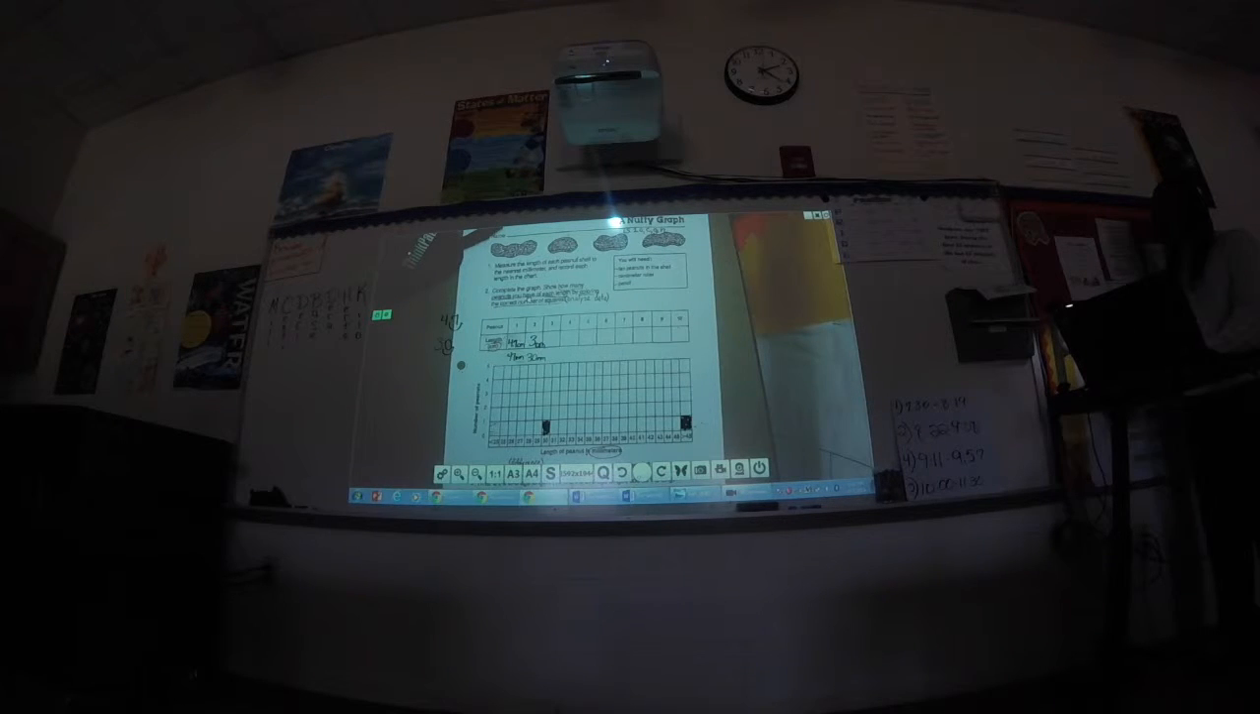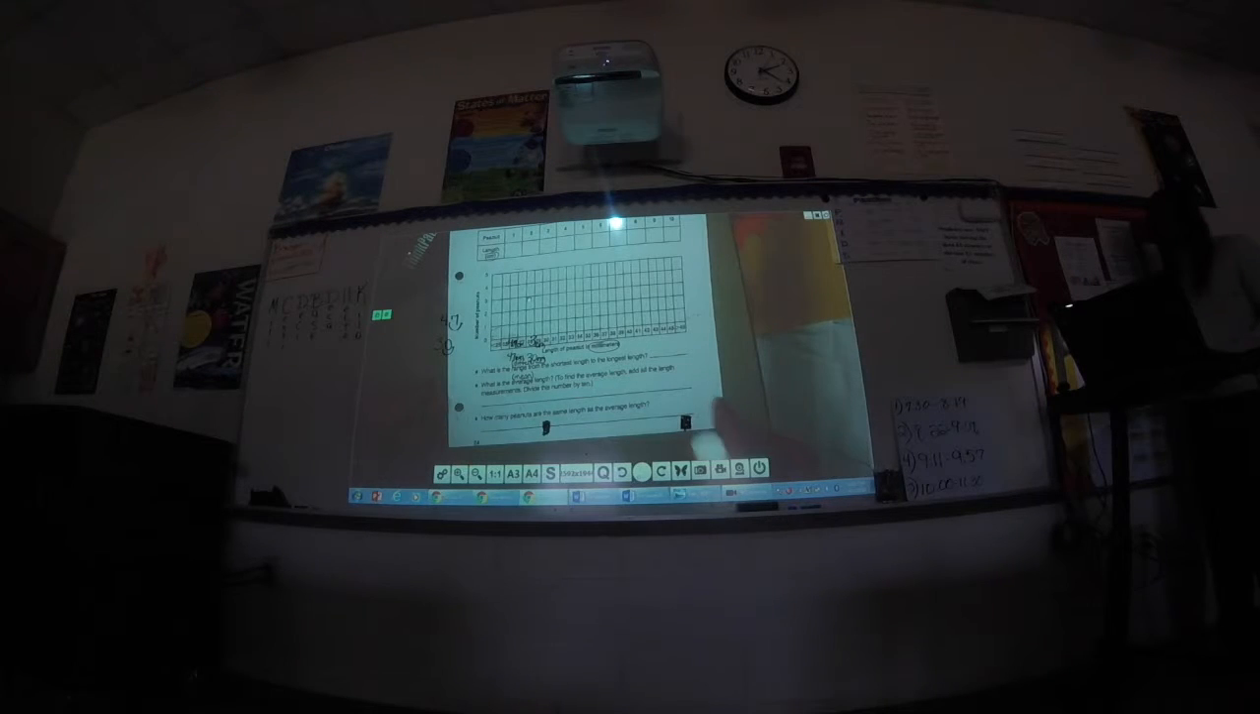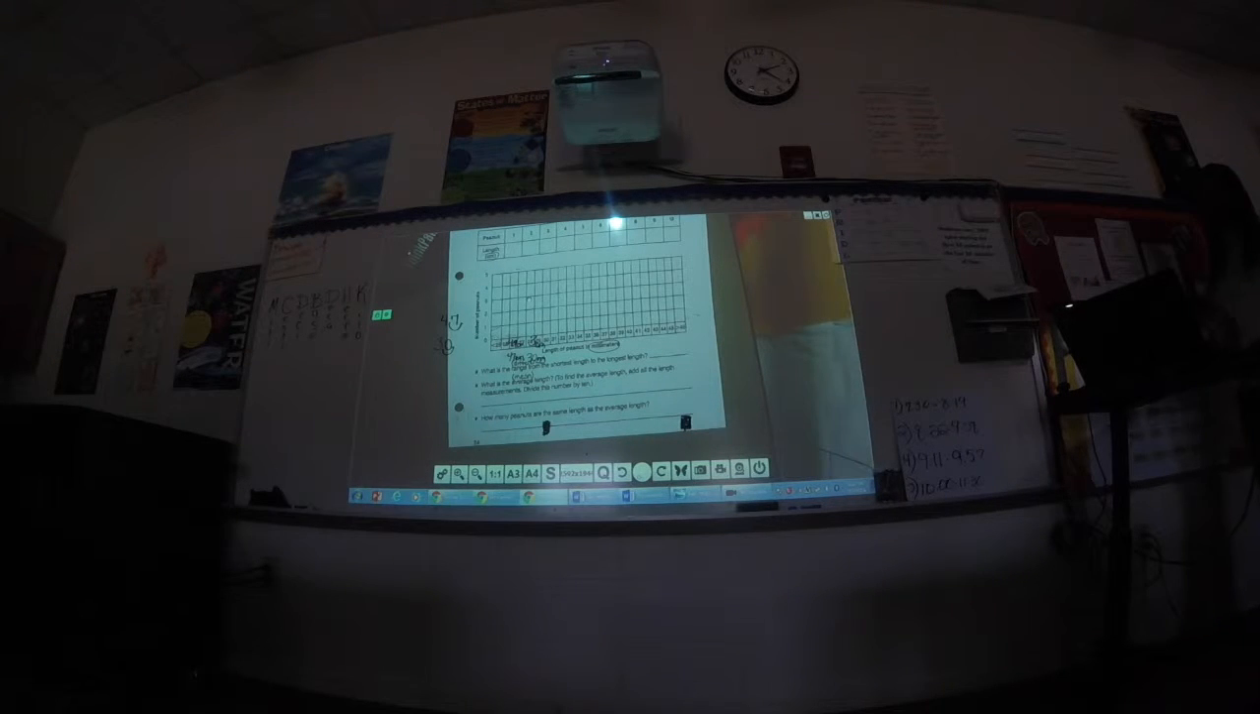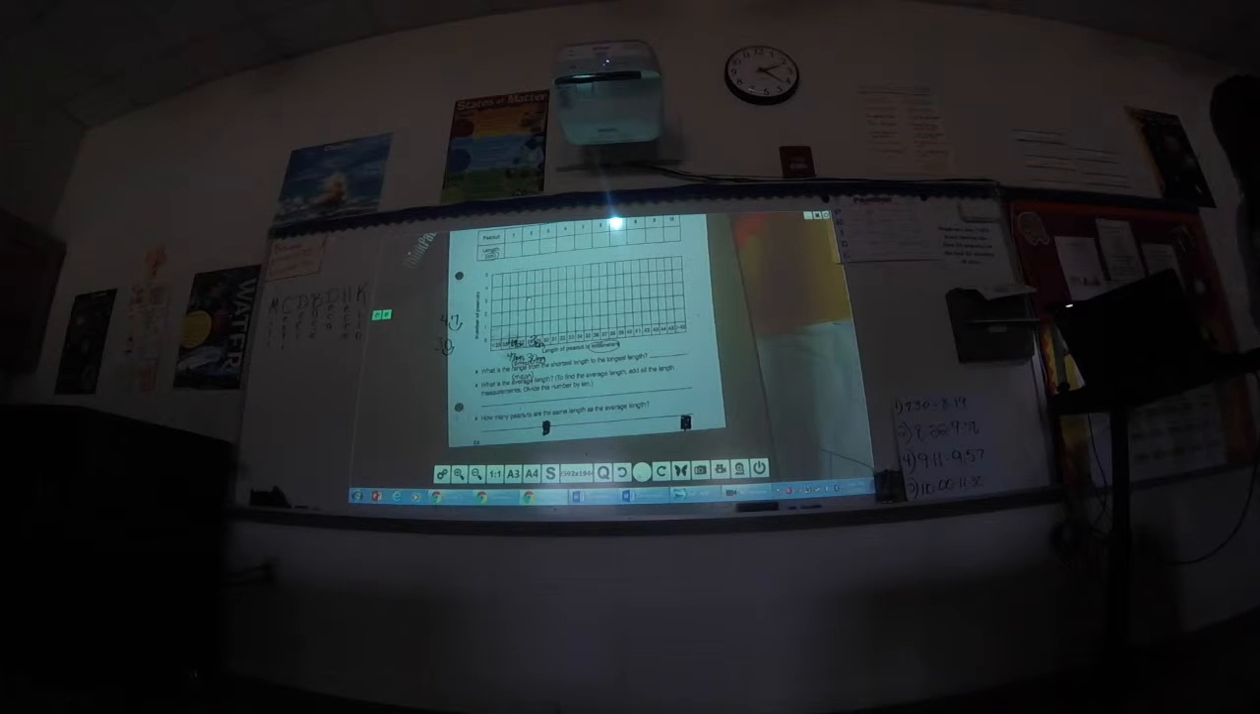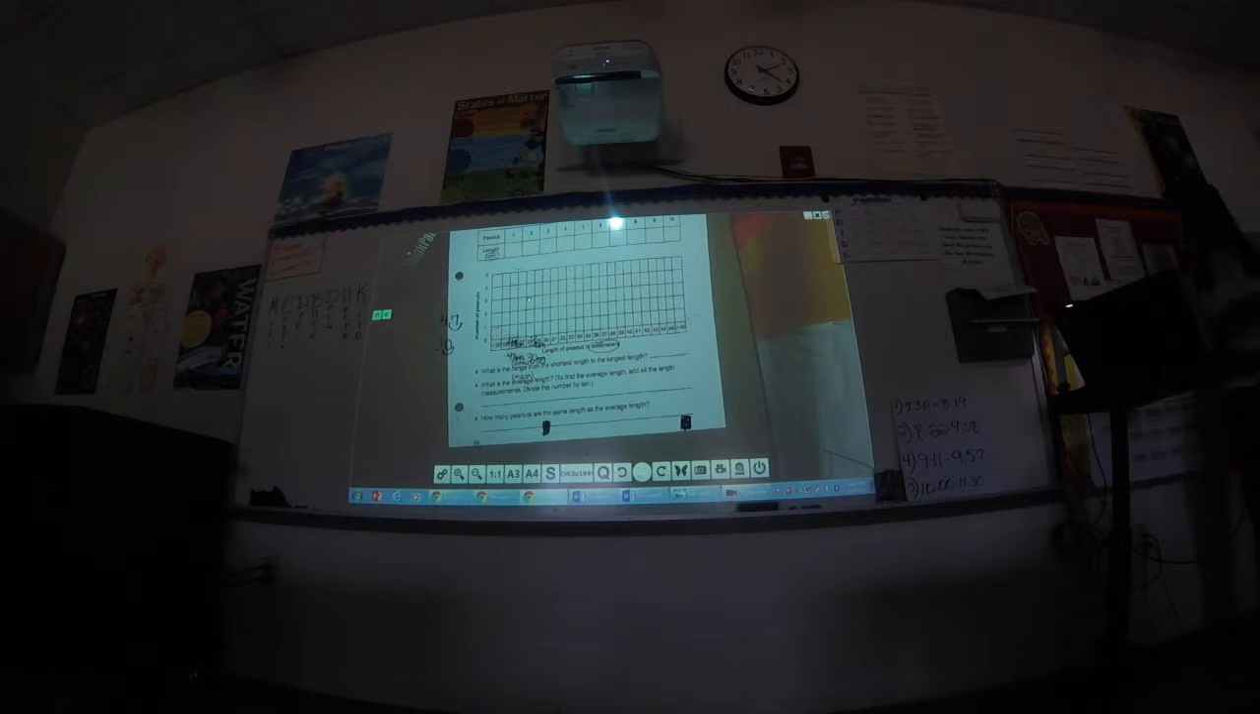Now let's look down at the bottom. At the bottom it says you must find the range. The range. What does range mean? The difference. Exactly. You subtract the lowest number from the highest length, and that's how you get your range. And your mean, or your average, how did you do that?